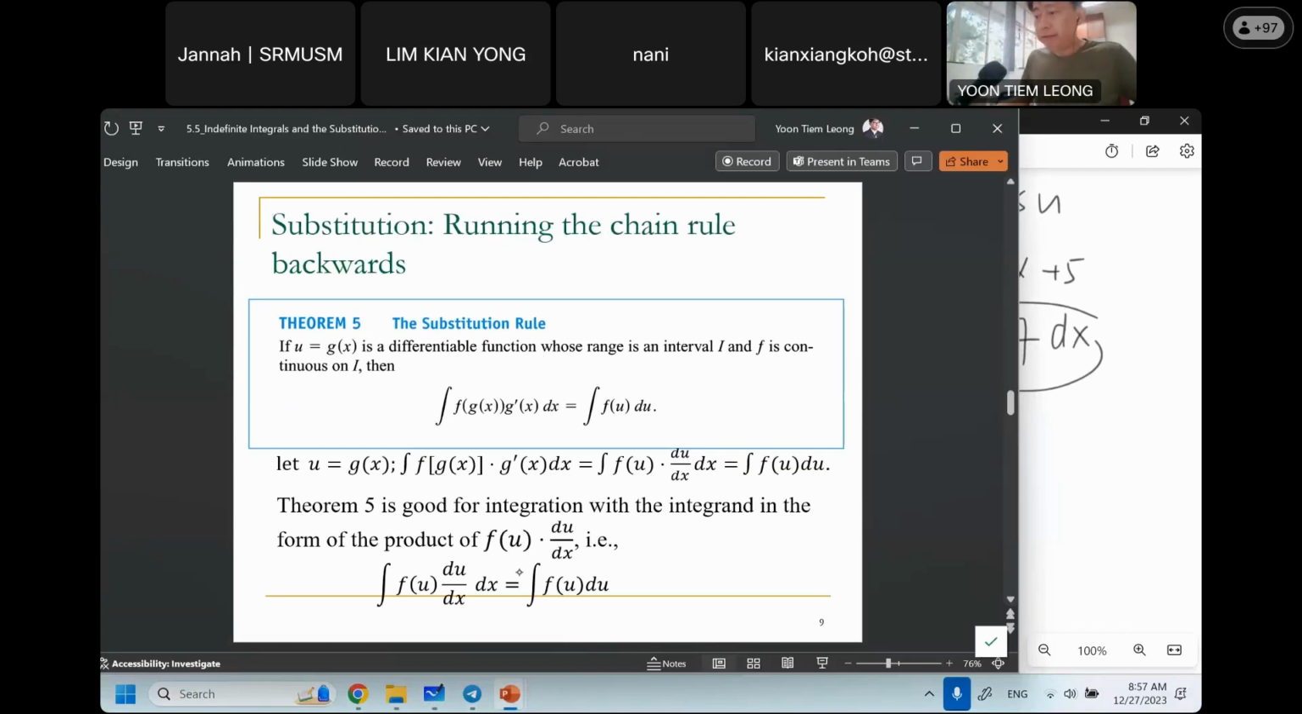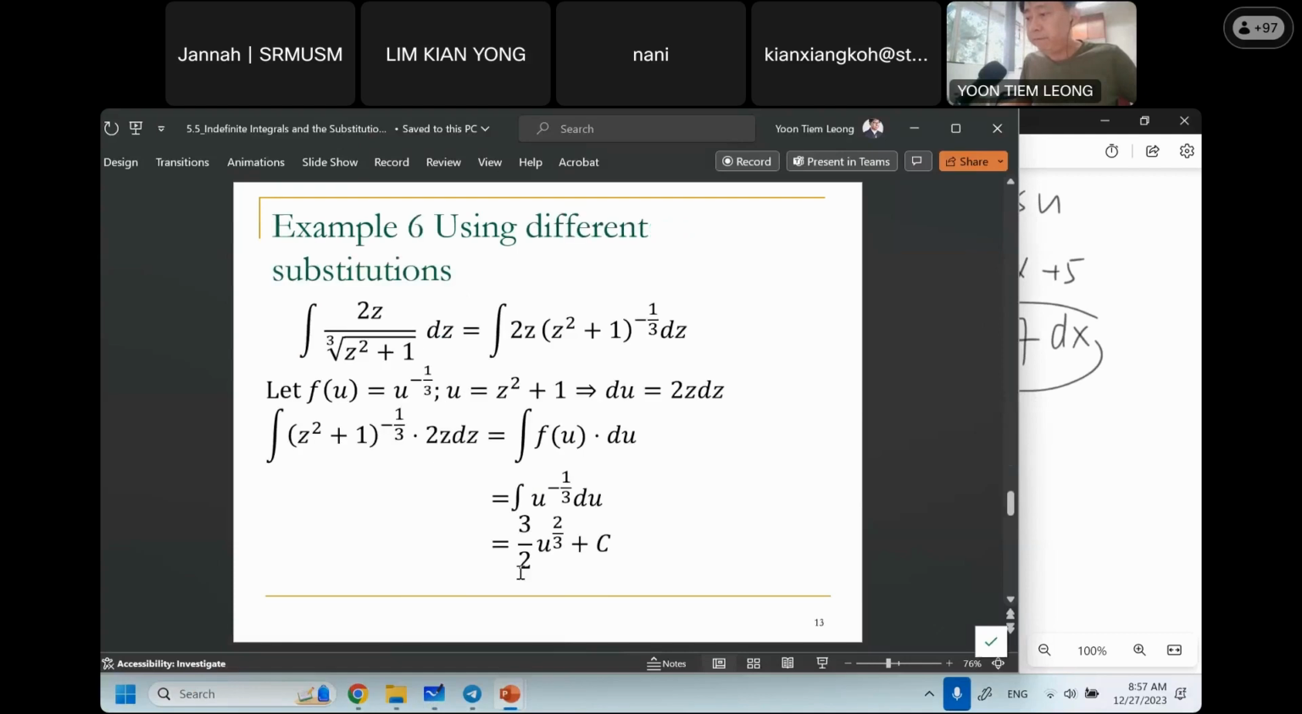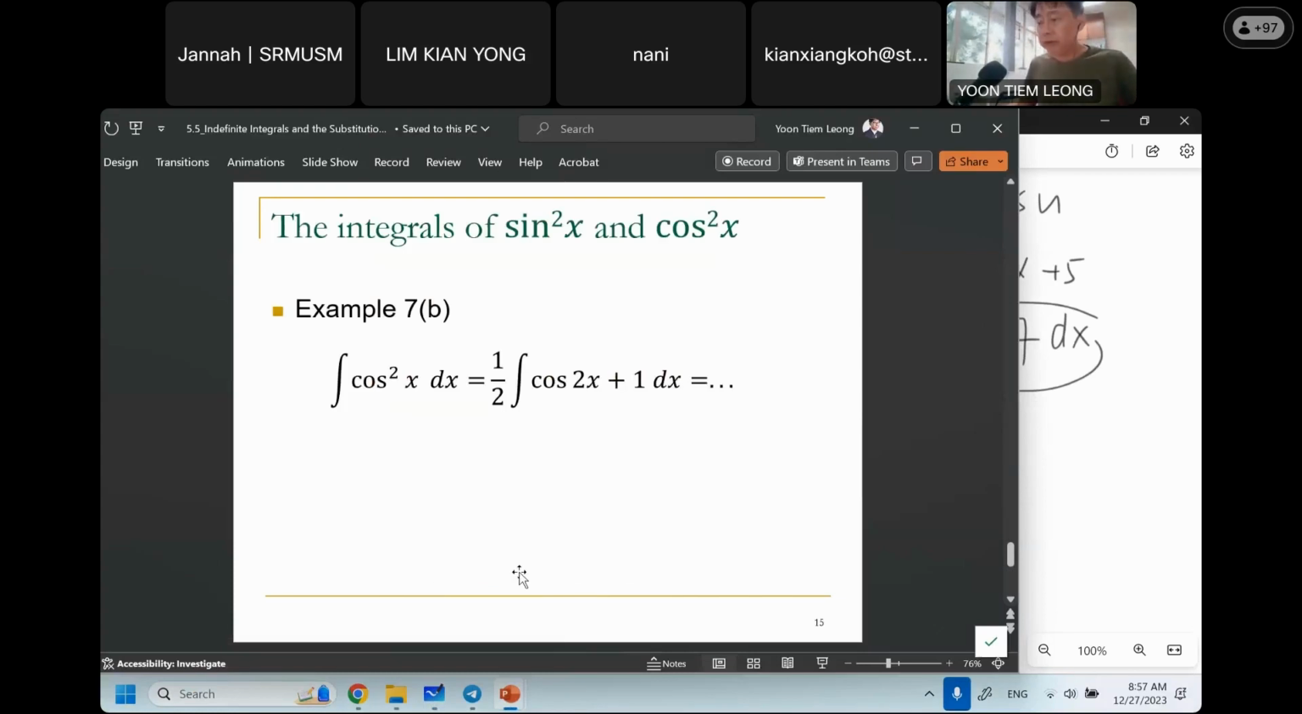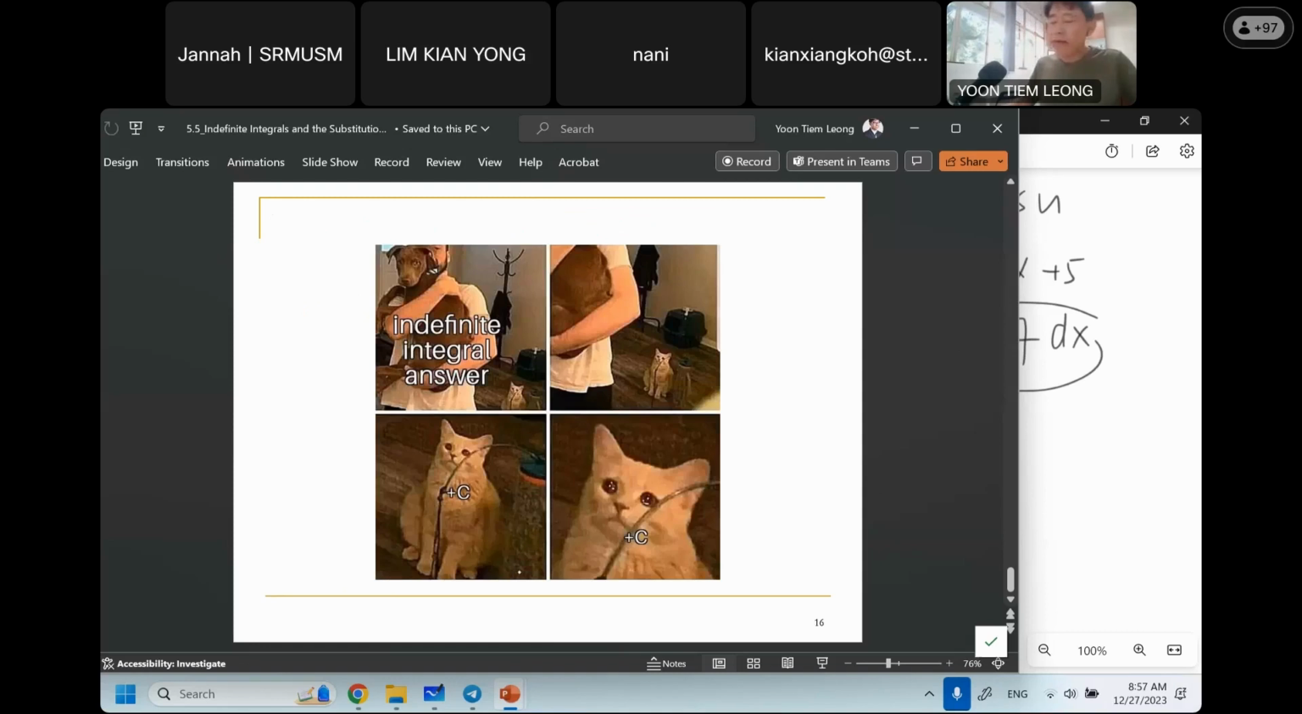Then you also have example 4, example 5, example 6, and other examples that try to illustrate the applications of the substitution rule. And you should always remember that in performing the indefinite integral, you have to add a c, or else your c will be left behind. Then formally your answer is actually not correct.